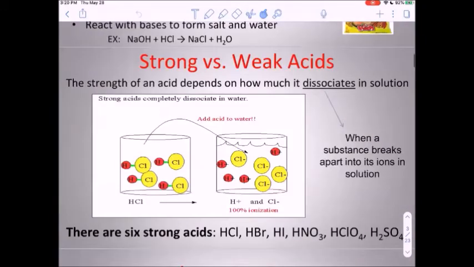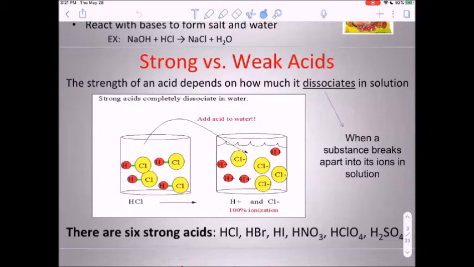Strong versus weak acids: we're talking about the strength of an acid depending on how much it dissociates in solution. If you remember what dissociates means, it means that it breaks apart into its ions when you put it into a solution. So if I had, for example, hydrochloric acid, HCl, it will fully dissociate into H+ and Cl- when it's in solution. And because it fully dissociates, it's considered to be a strong acid.